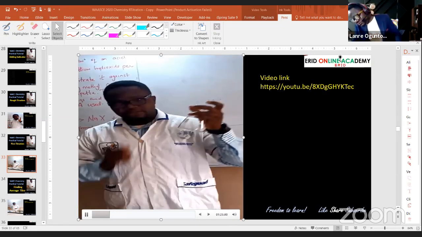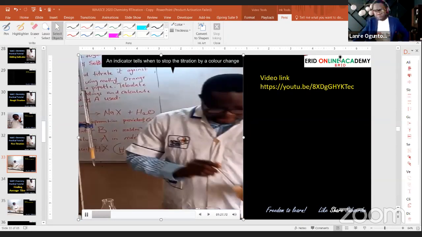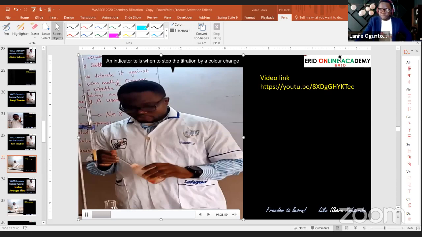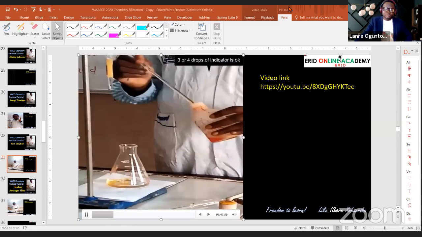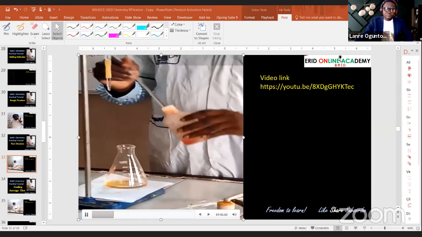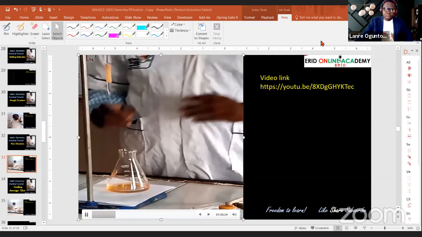Having done that, the next thing will be to add indicator. To add indicator, don't forget the rule: 3 or 4 drops of indicator maximum. If you started with 3 for the rough, you have to do 3 for every other one. If you started with 4, you have to do 4. So I have to make sure my 4 is complete. The essence is to make your experiment a fair test.